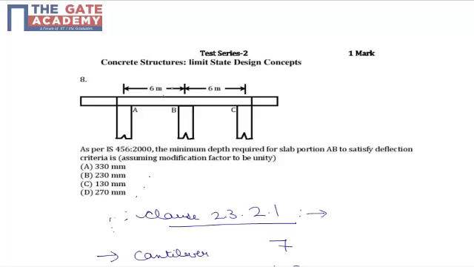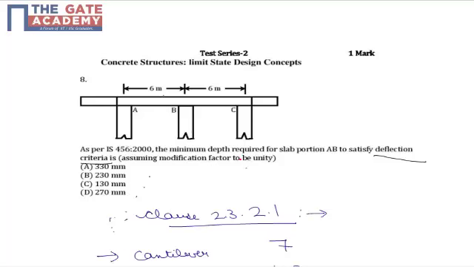Dear students, the following question is a 1 mark question from the topic of limit state design concepts from the chapter of concrete structures. In this question, it is asked that as per IS 456-2000, what is the minimum depth that is required for slab portion AB to satisfy the deflection criteria. Again, it is talking about the limit state of serviceability like the last question, assuming the modification factor to be unity.